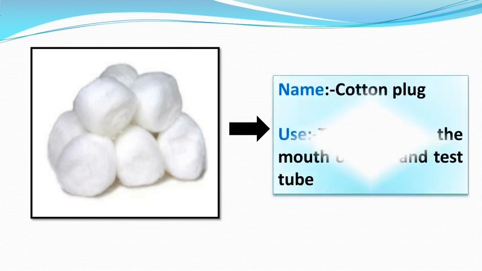This is cotton. We make cotton plugs for conical flasks, test tubes as well as bottles to close the mouth of the flask and test tubes. We use two types of cotton in microbiology, absorbent cotton and non-absorbent cotton.